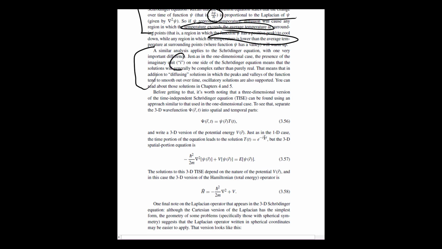Okay, can we just blindly apply that to the Schrödinger equation? Well, once again, that i turns out to mean the solutions are going to be more complex than simply diffusing. We're also going to allow solutions that oscillate, and you'll see plenty about that in the next 2 chapters.